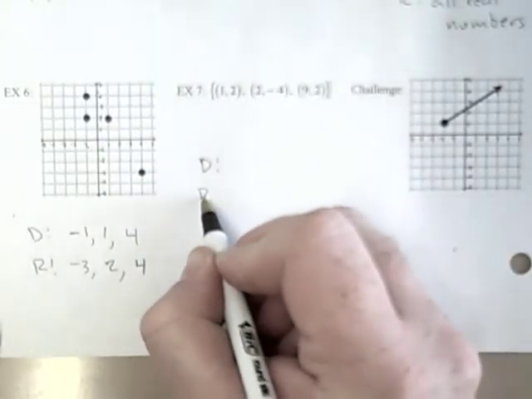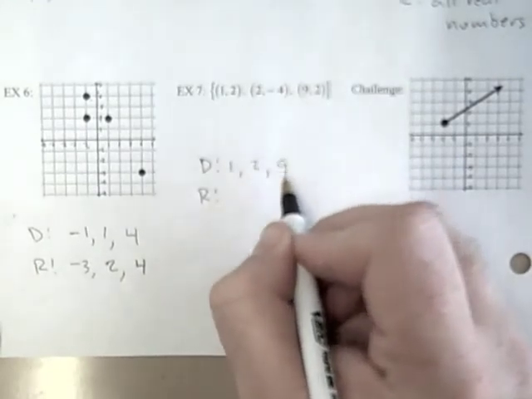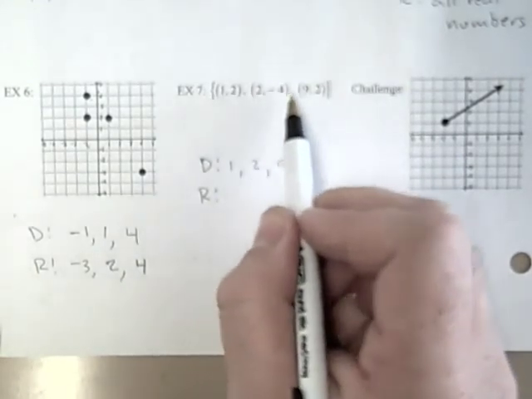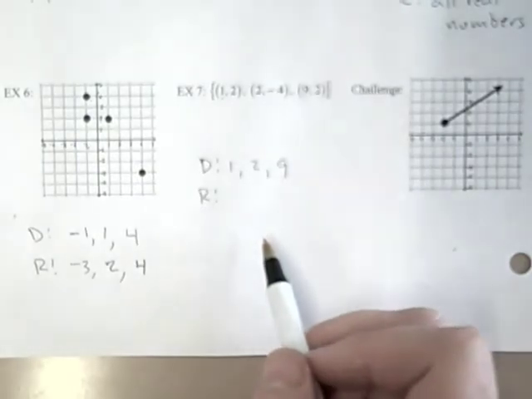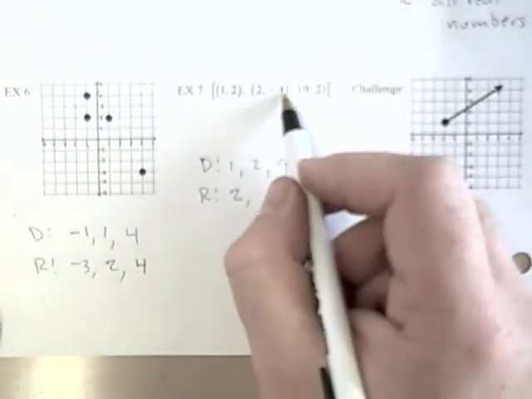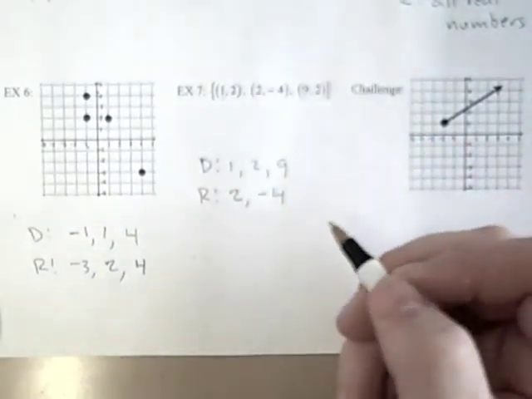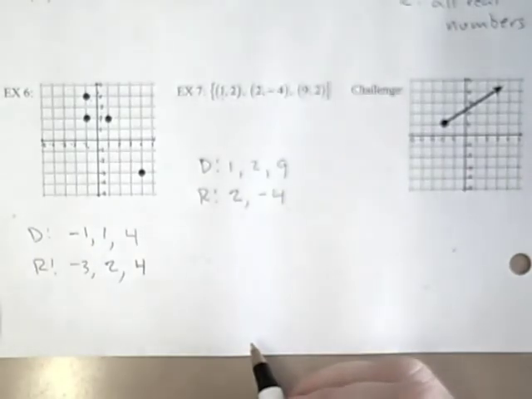Same thing here, domain and range. 1, 2, and 9. That's just pulling the x values out of that list of ordered pairs. The range, I see 2, -4, and there's another 2, but again, I do not rewrite it. I just leave it like that.